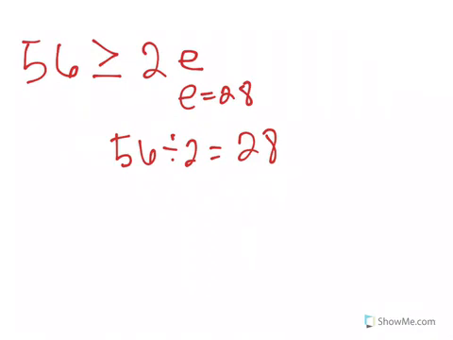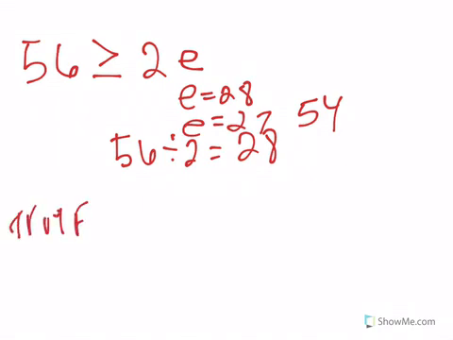But that's because it's greater than or equal to here. I know that 28 can't be my only answer, because if we took 2 times 27, let's say e equaled 27, then you would have 54, and it would still be true that 56 is greater than or equal to 54. It's not equal to, but it is greater than. So I know that this is going to be true.